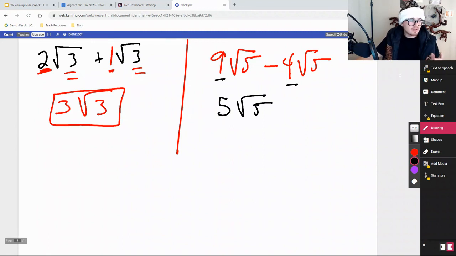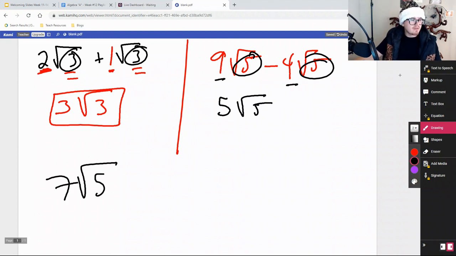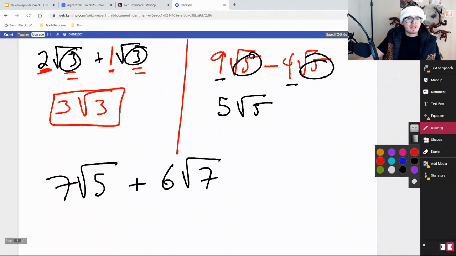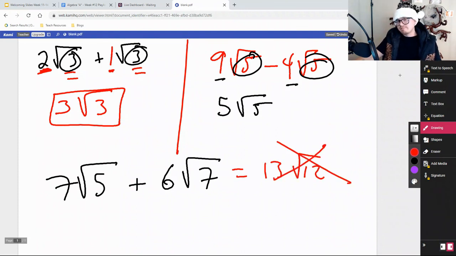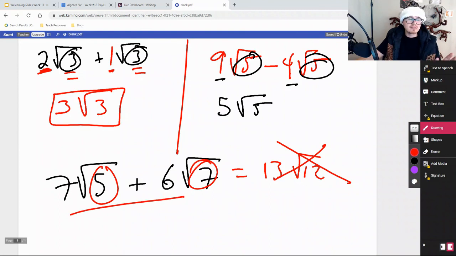So let's just leave it off with one more. Now you got to make sure that these are prime numbers under here, because if they're not prime numbers, you can go ahead and take the square root and pull out the perfect square. So let's do 7 times the square root of 5 plus 6 times the square root of 7. Now, if you combine these, you're wrong. You do not combine these because they are not the same. They are different. So this would just be what it is from the jump. It would be 7 times the square root of 5 plus 6 times the square root of 7.